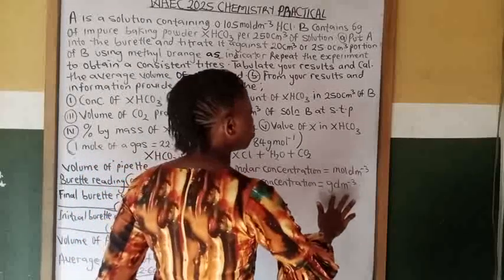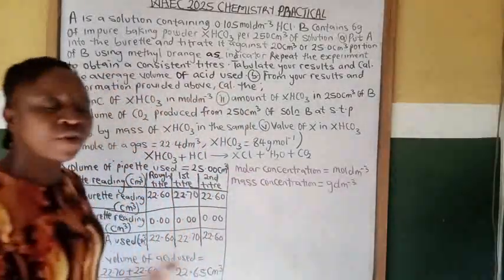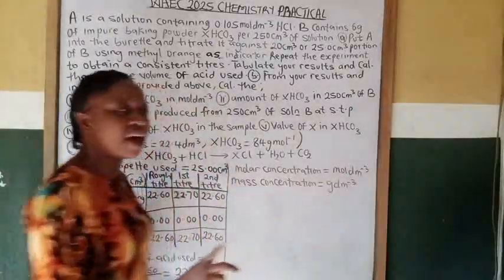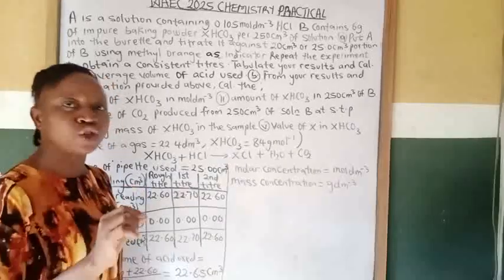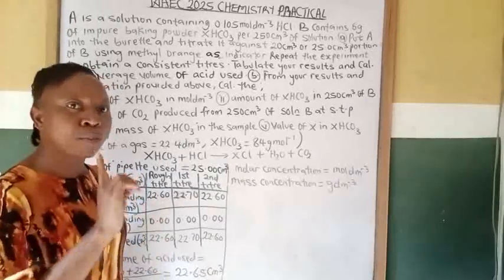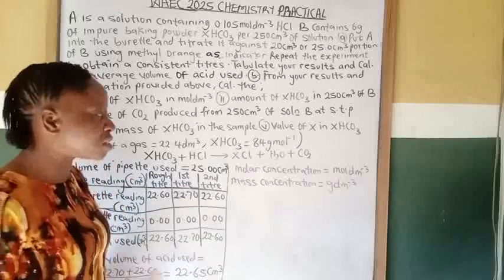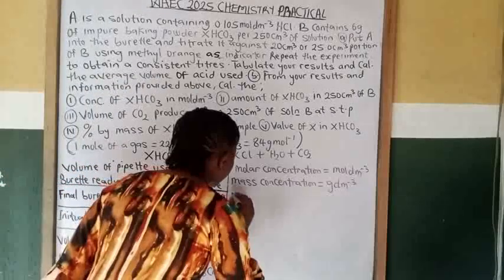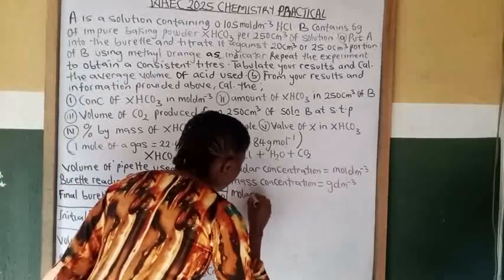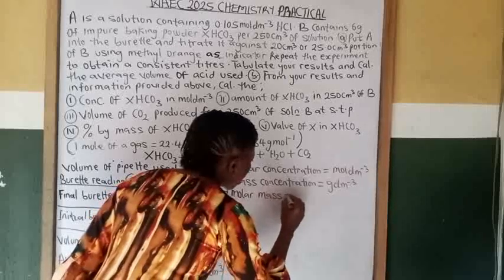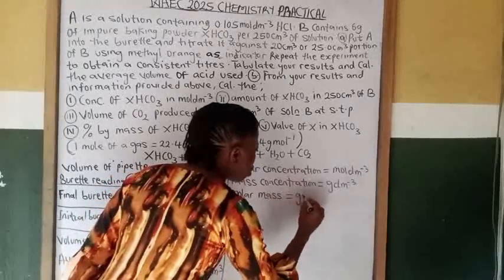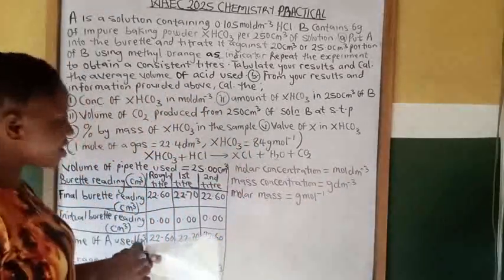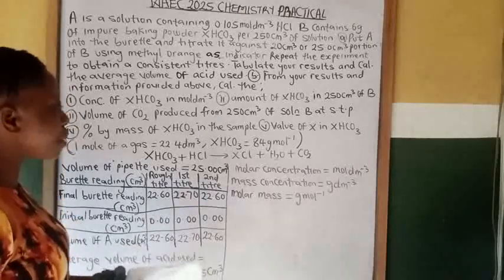So mass concentration is always in gram per dm cube. When you solve any question on mass concentration, your unit must be in gram per dm cube. Failure to write the unit, we award no mark. No mark for no unit. Then another one is molar mass. Our molar mass is always in gram per mole.